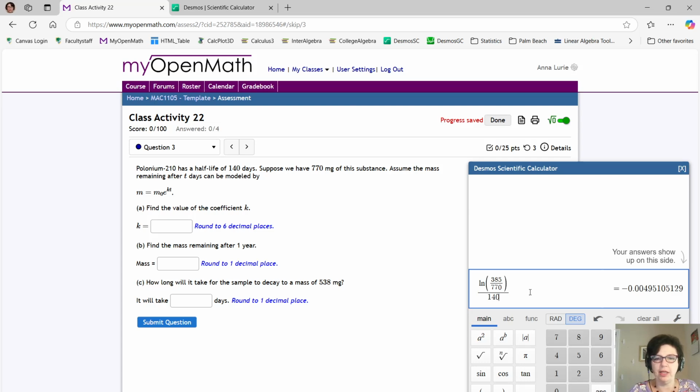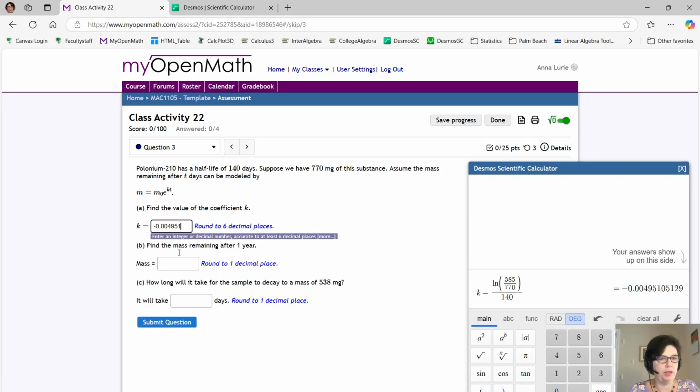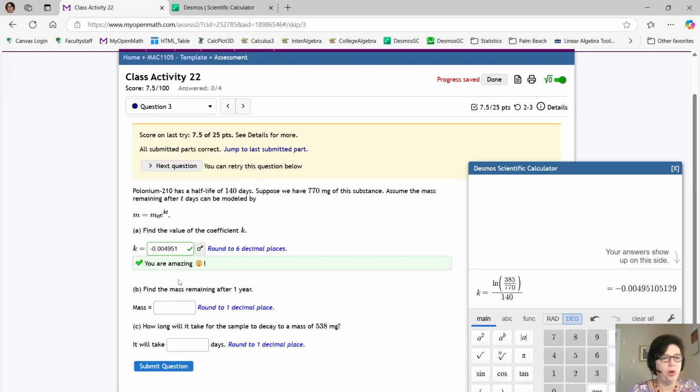Now it shows 6 decimal places, but I'm going to save it in K just in case, because if you change it just a little bit, sometimes your answer will be wrong because of rounding. So I'm just going to highlight the 6 decimals, and the next number after that is 0. So that should be it. That's the constant K.